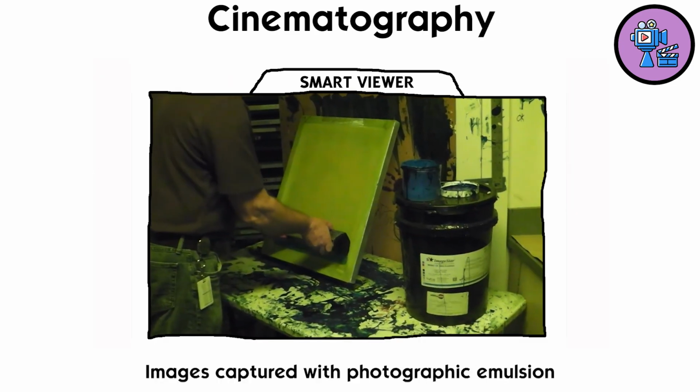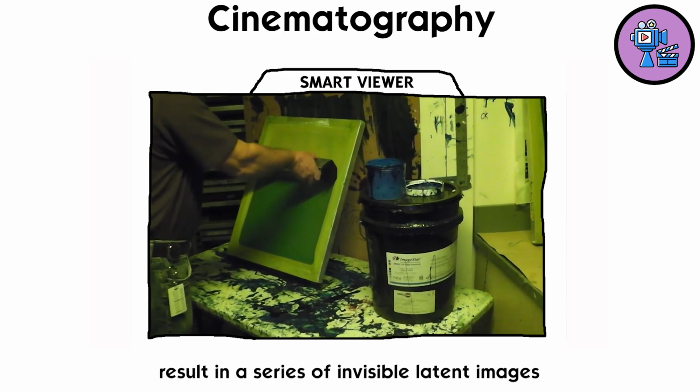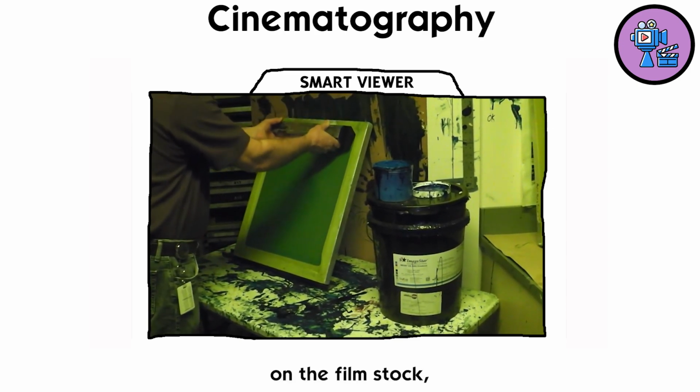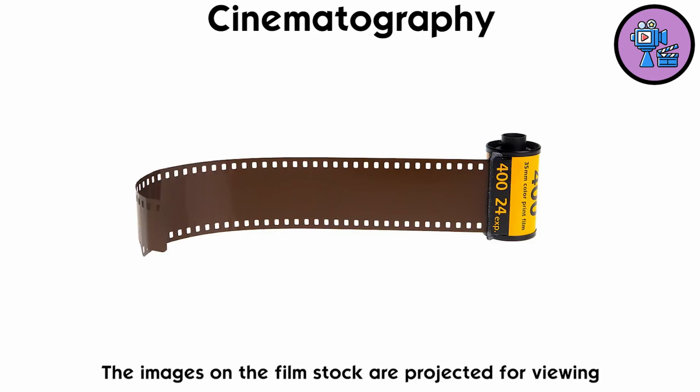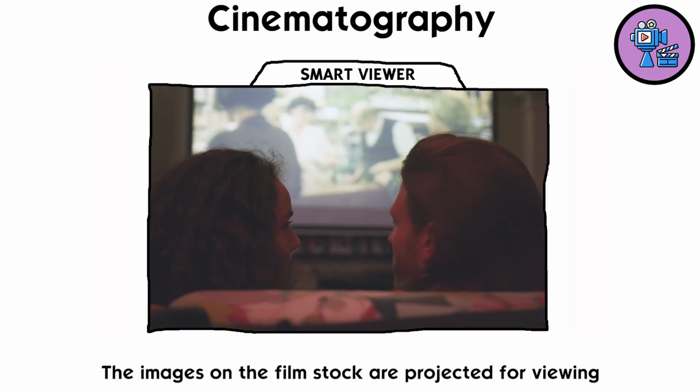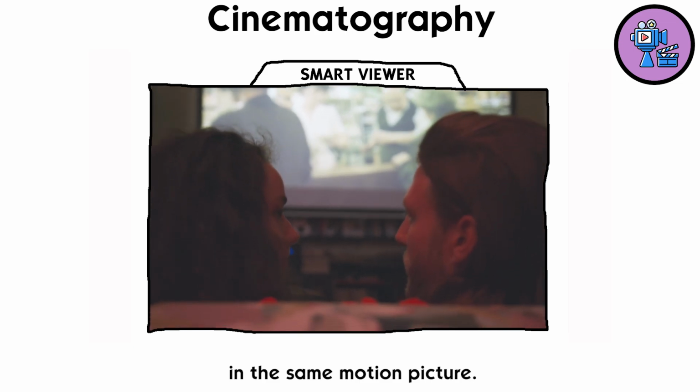Images captured with photographic emulsion result in a series of invisible latent images on the film stock, which are chemically developed into a visible image. The images on the film stock are projected for viewing in the same motion picture.